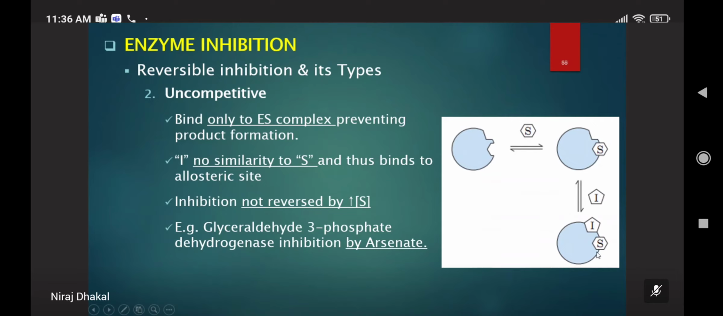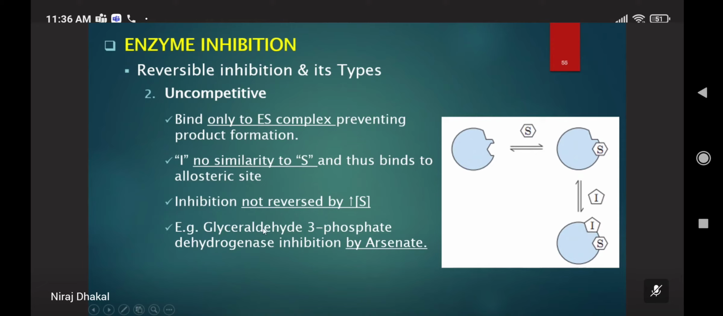Although there is substrate, and it is binding, there is still the presence of inhibitor. And here the inhibition is not reversed by increasing substrate concentration. So even if you increase the concentration of substrate, the enzyme will not function, because the active site is not occupied by the inhibitor. Inhibitor is binding somewhere else. So this is an uncompetitive inhibition.